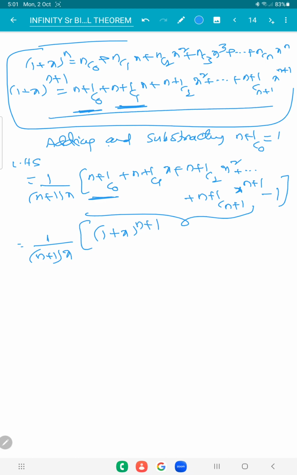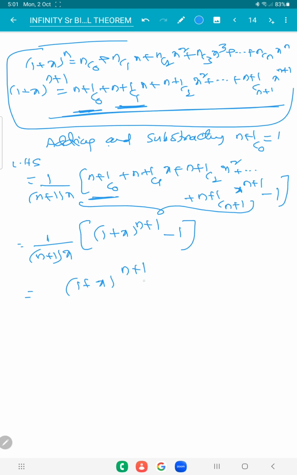I wrote this expansion also, till n plus 1 c n plus 1. So till here, that is this one. So minus 1. So that is equal to 1 plus x whole power n plus 1 minus 1 by n plus 1 into x. So hence proved, that is the right hand side. So let us go for the next question.